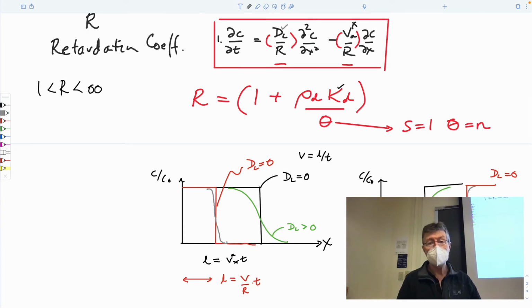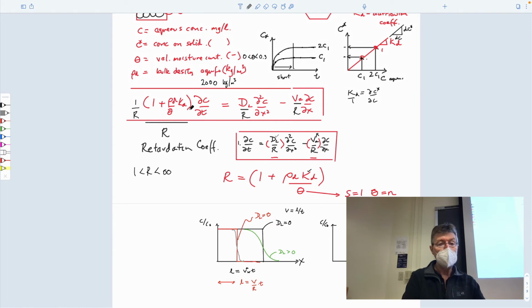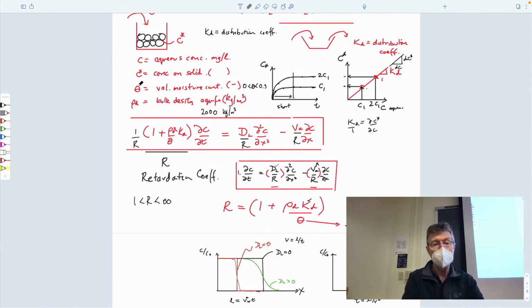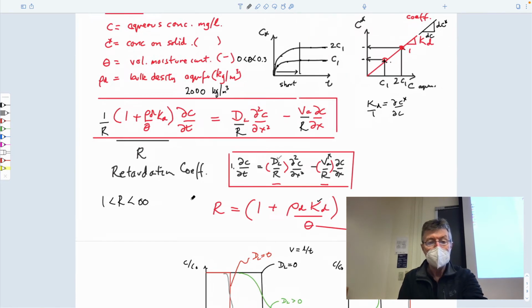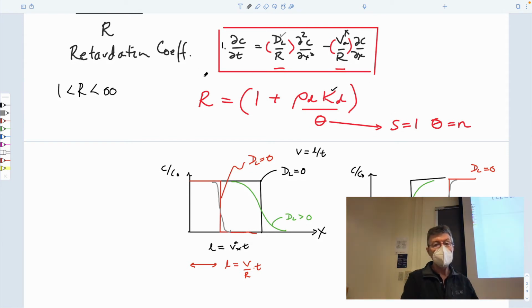So we now have to figure out a way to get a value of K_d. We know how to do that. It's just a rudimentary magnitude. If we know what that value of K_d is, we know how to combine it with some other parameters to get a retardation coefficient. And that retardation coefficient allows us to rewrite the advection dispersion equation in this way. Therefore we can use every equation we've defined before, just modified in terms of the parameters.